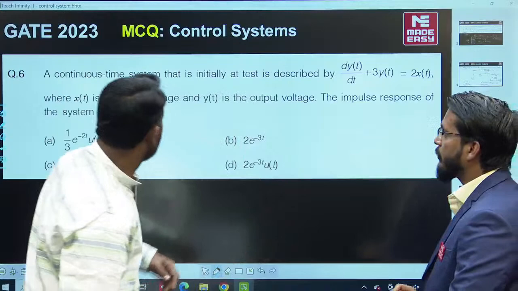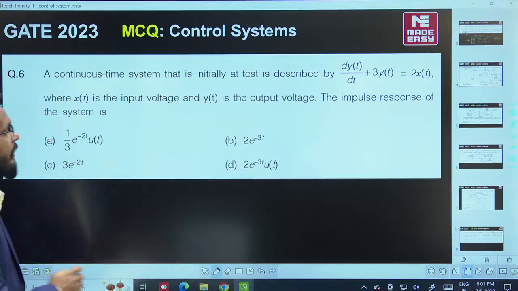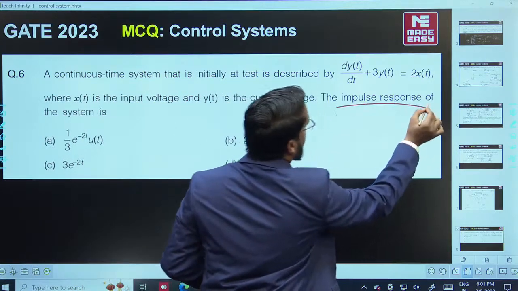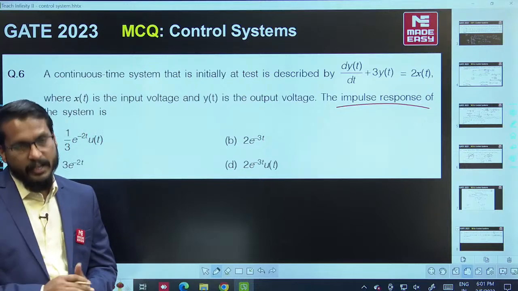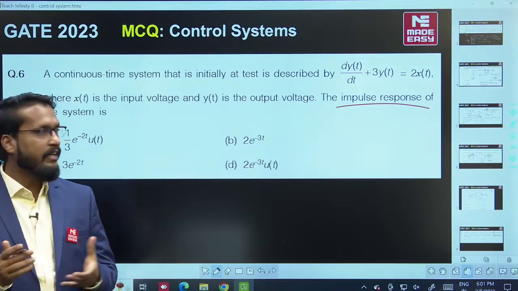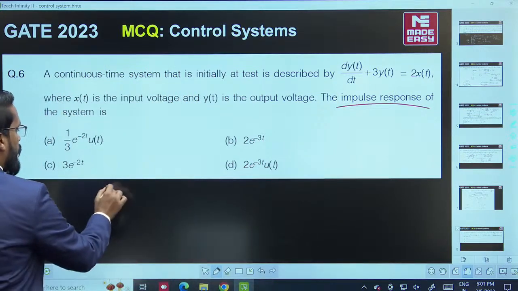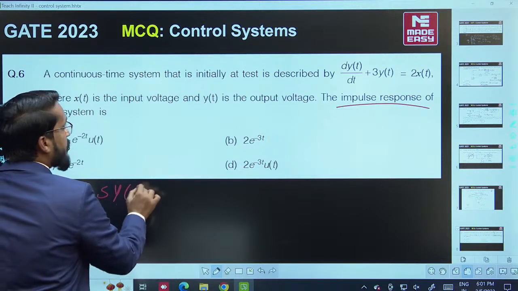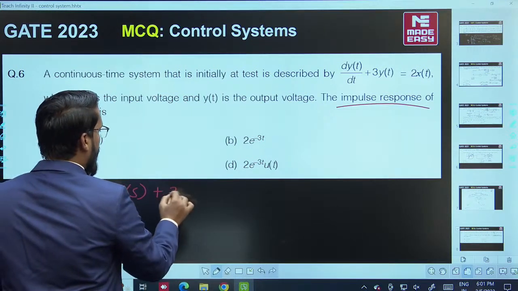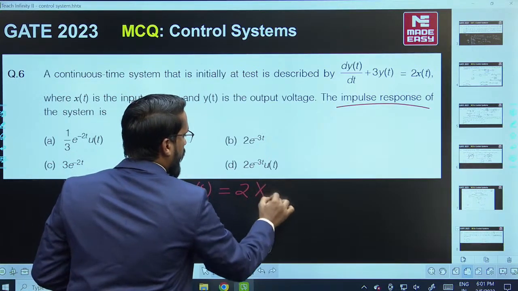Next question. This question is very simple, as the examiner wants to know the impulse response, and obviously we know impulse response means the input is impulse input and then the response we want. So simply take the Laplace of this. What you are going to get? You will get s into Y of s plus 3 Y of s is equal to 2 X of s.